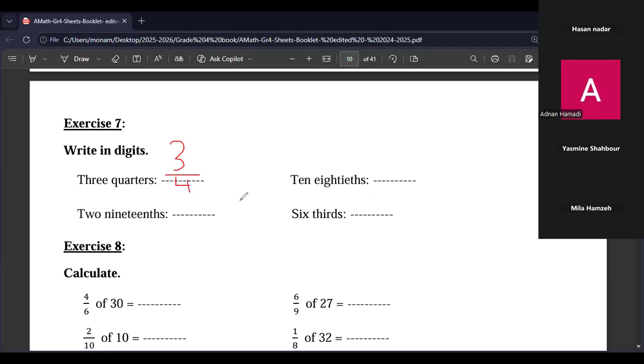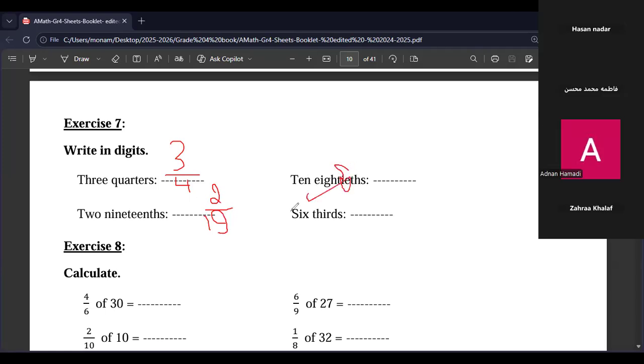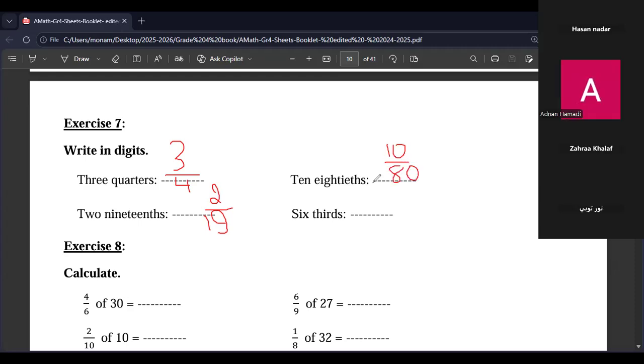Excellent. 2/19. It's a what? 2/19. Excellent. 10/80. Look here. Sorry, 10/8. 10/18 or 80? 80. Excellent. 80, because here we have... Which page, teacher? Revision sheet 3. Homework. This is a homework.